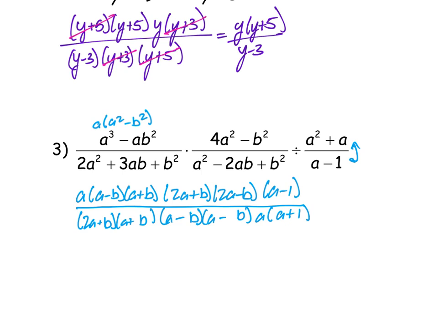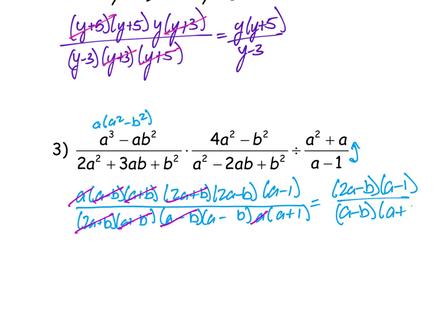Whew. And then I need to make a whole bunch of ones. So a and a, a minus b and a minus b, a plus b and a plus b, 2a plus b and 2a plus b. And I think that's it. So my answer is going to be 2a minus b times a minus 1 over a minus b times a plus 1. Done.